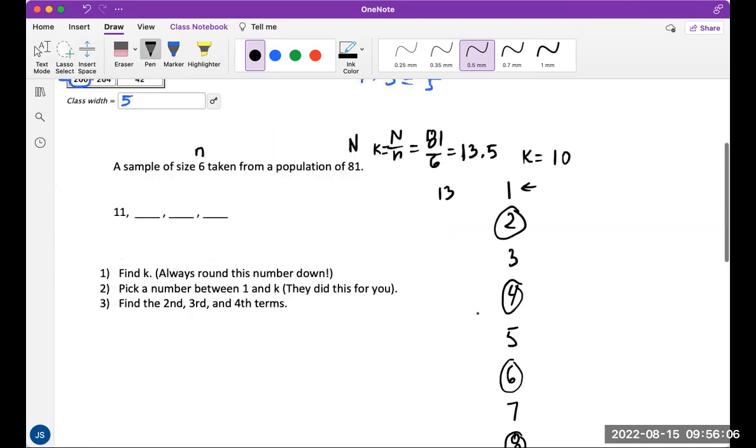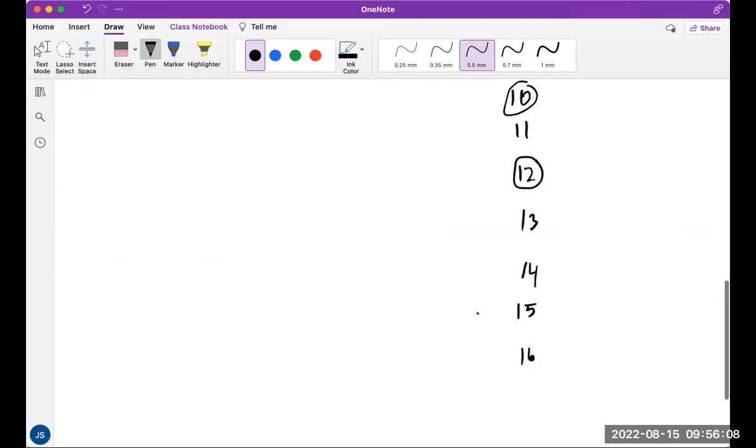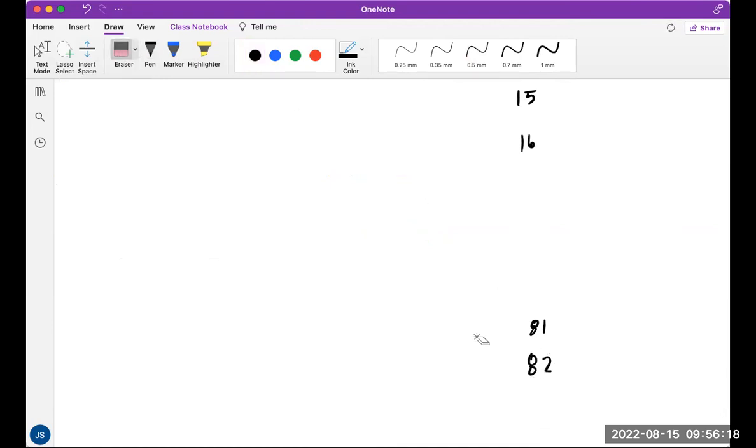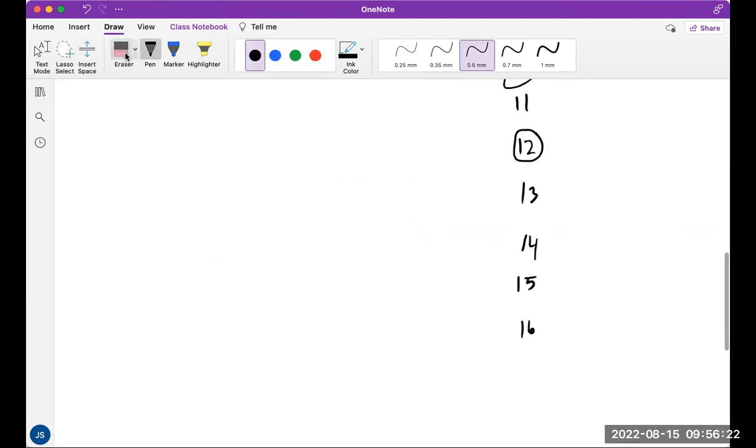What would happen is when I get to 81 and go to pick my final sample, like I said, 82 would be the person I want to sample, and there is no 82. We wouldn't find a sample of 6 doing it that way. We would have that spaced out too much.